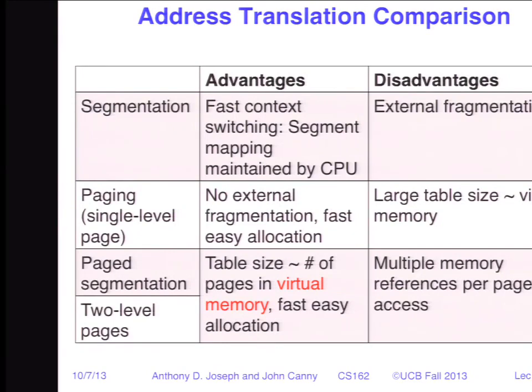Then we looked at 2 different multi-level schemes. And here now the table size is proportional to the amount of virtual memory that's actually in use. That's good. And we get fast and easy allocation since the lower level is pages. Downside, lots of memory references to do each reference to memory. Because we have to read either the segment table or the top level page table, then we have to read the second level page table, then we actually get to read the thing we're looking to read. So, very easy solution, and the rest of this lecture is all going to be about this solution.